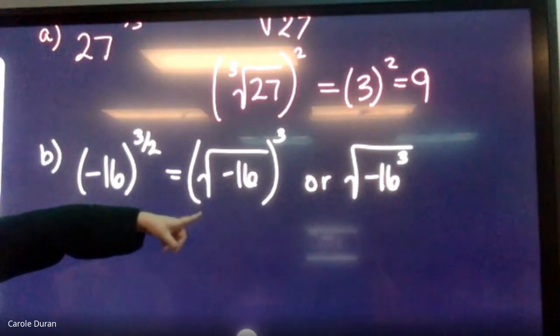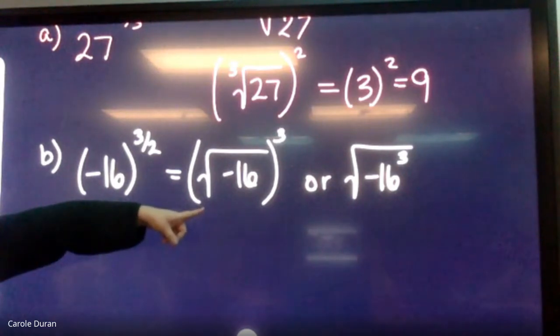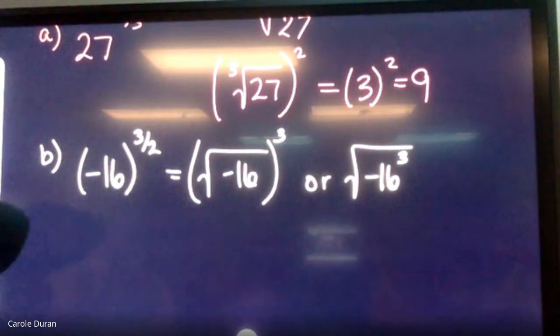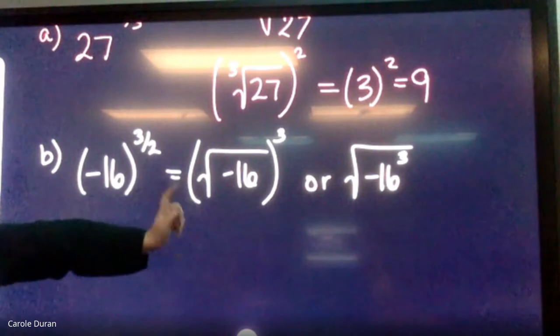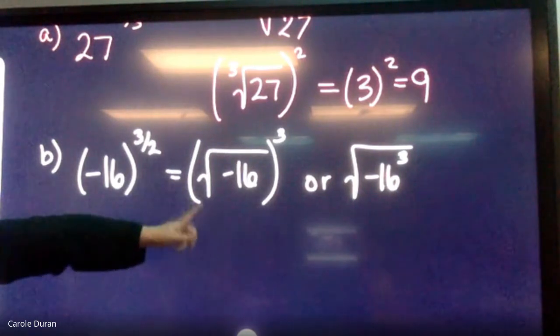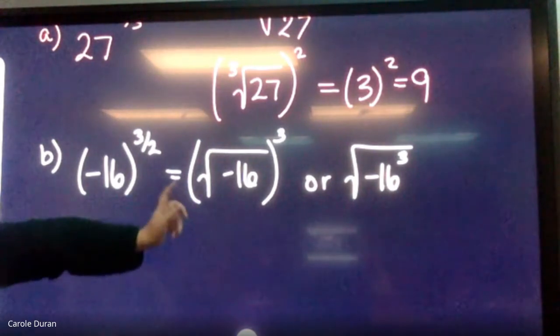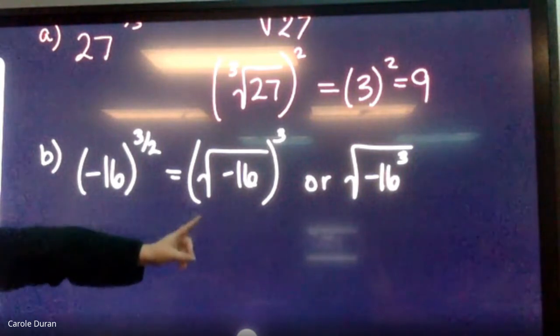I'm hearing like 4 different things right now. Take a minute to really look at what I'm asking you here, and then I'm going to ask again. On this specific problem where I'm asking for the square root of negative 16 all cubed, what would be my answer?